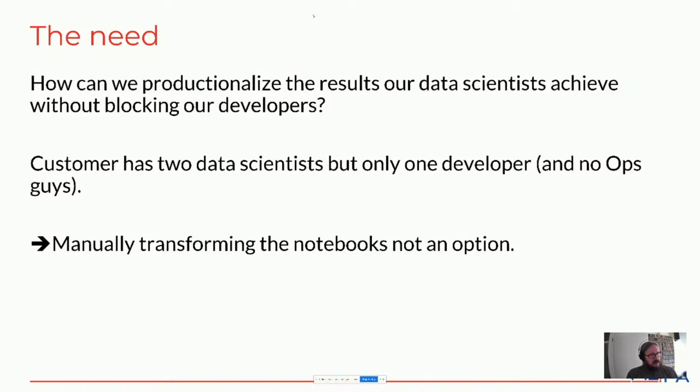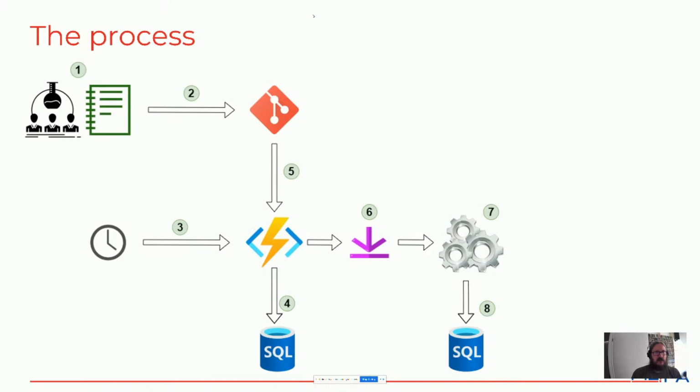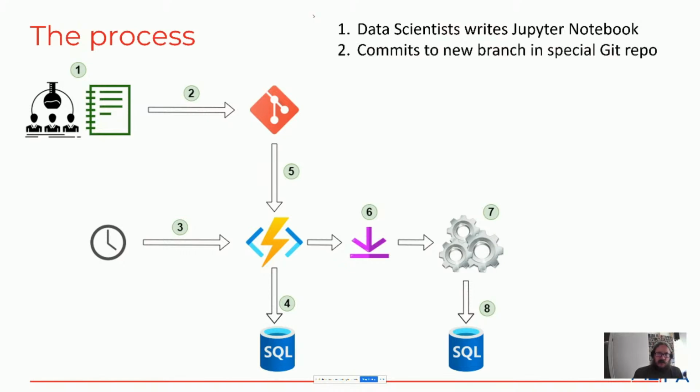So let's talk about the process. My process looks a bit like this, and I'll explain it to you in a moment. The first thing is, data scientists write Jupyter Notebooks. Okay, so we have our culprit. We have the object of our desire that we want to work with. Second, what needs to happen is we need to commit it to a new branch in a special Git repository. That's an approach that I chose. There are many alternatives that you could think of, but that's what I chose.